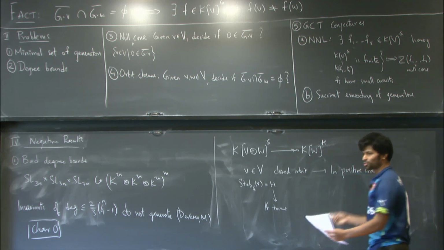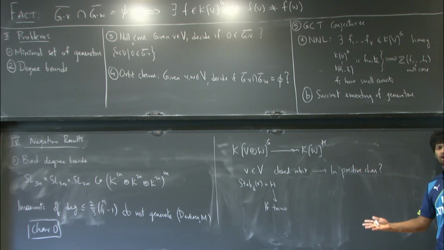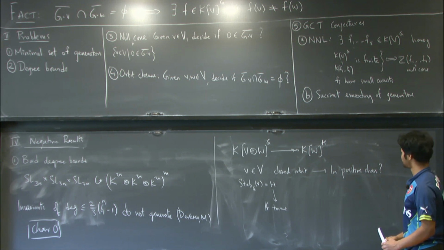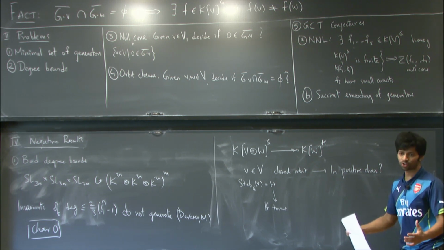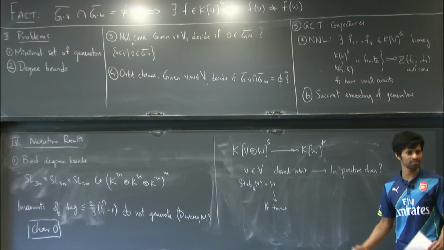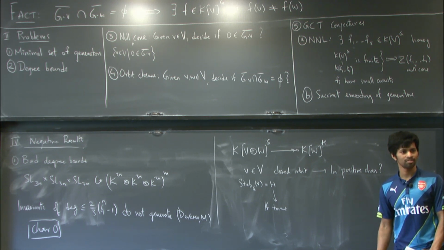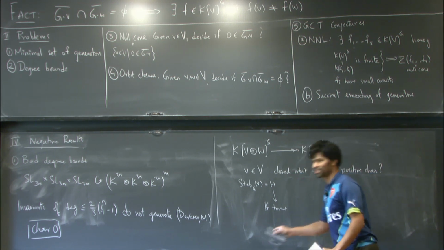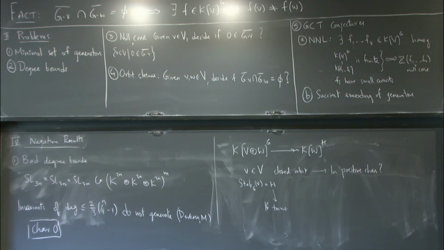So that's the first question to the audience, first of many. How can you show that the orbit of any point is closed in positive characteristic? If you have any ideas on that, you can help me with it.